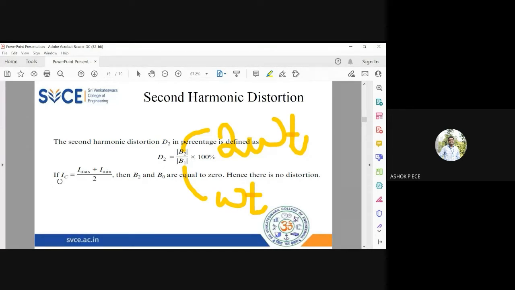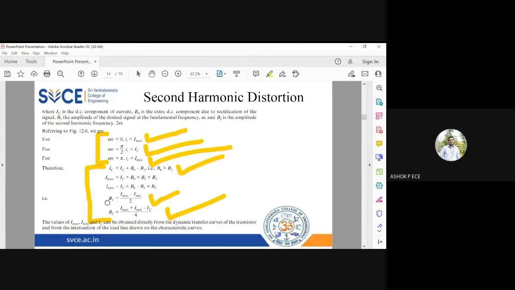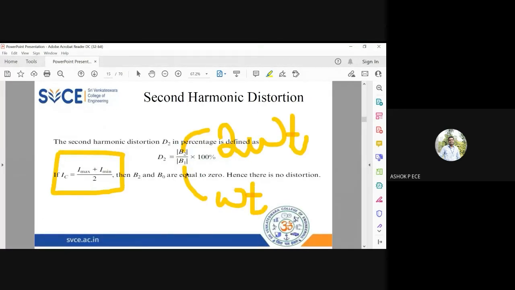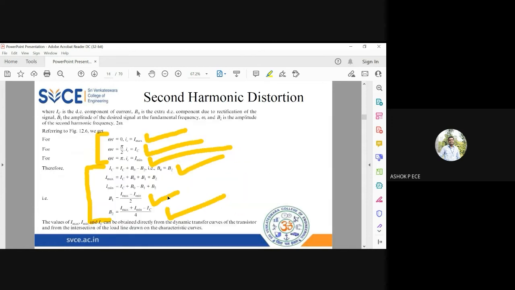If you take the value of the collector current to be the average of maximum and minimum values, then your values of B0 and B2 will be 0. So you can say there is no distortion in your system. So one simple way to eliminate distortion is to take the value of collector current as the average of the maximum and minimum values of current. If you take that, you can ensure that second order distortion is going to be completely eliminated.